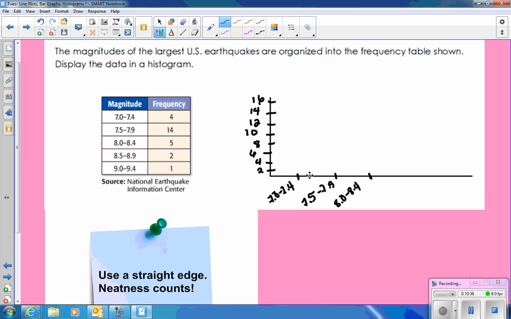You always want to try to see how I'm spacing them out pretty evenly. They represent the same spread of information, so you're going to want to try to put them as close to even as possible. Okay, so on that first one, I need to draw my bar up to 4. And this is one of those situations where I also number at the top. And then I'm going to draw up to 14.